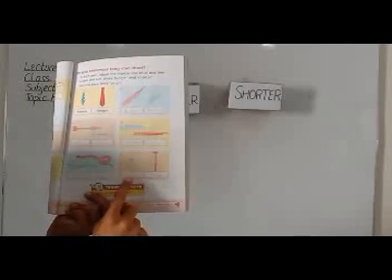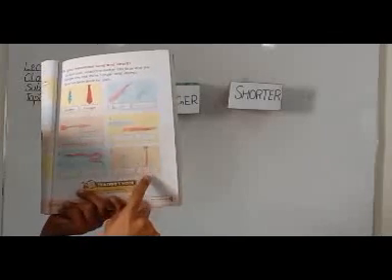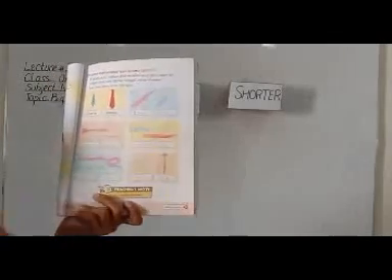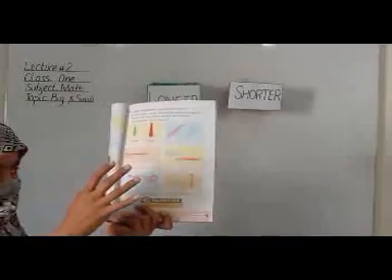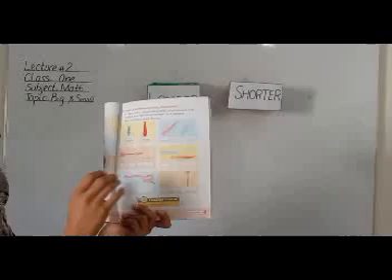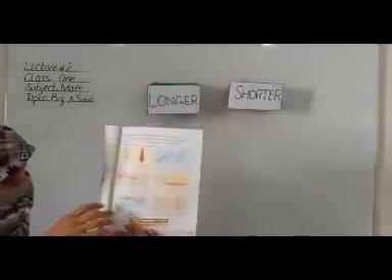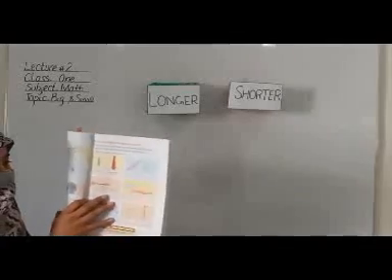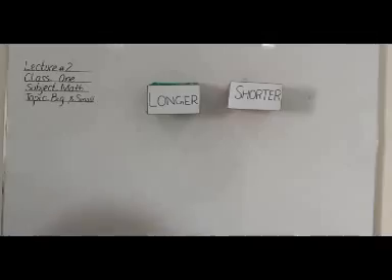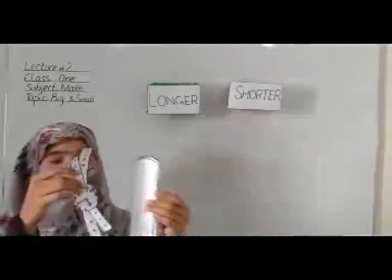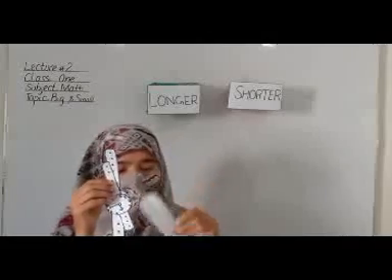Students, tell me, we have two objects. This one is shorter and this one is longer. I hope all of you remember the longer and shorter things. These things are in different sizes. Now we start an activity about the longer and shorter. We have some objects about the longer and shorter. Okay?